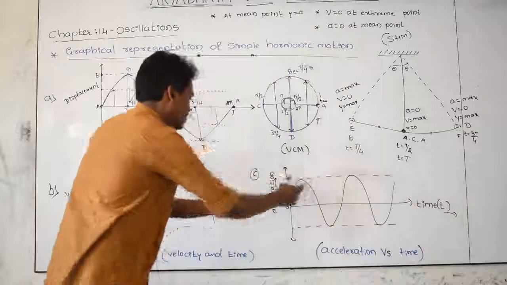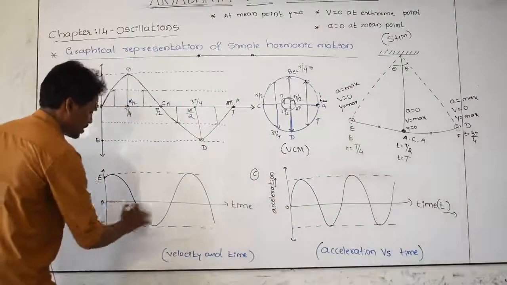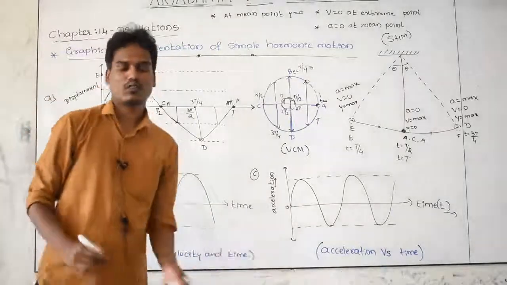This is the acceleration and time graph. This is the velocity and time graph. These are the respective values. And please note down these graphs.